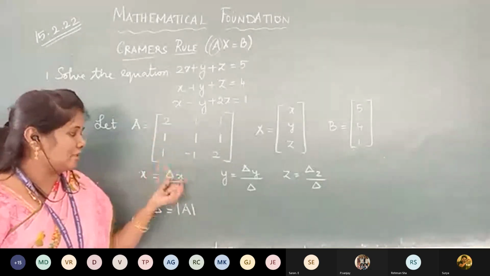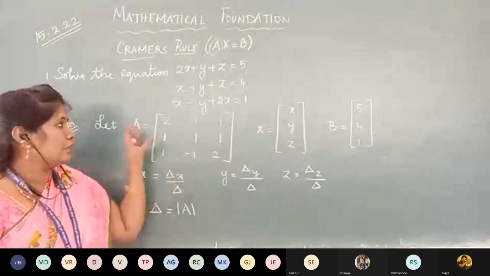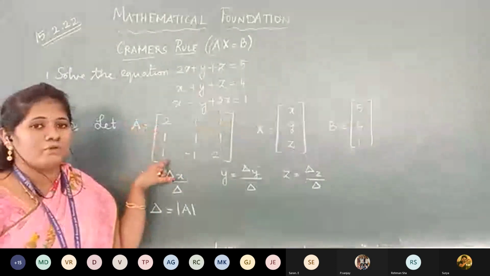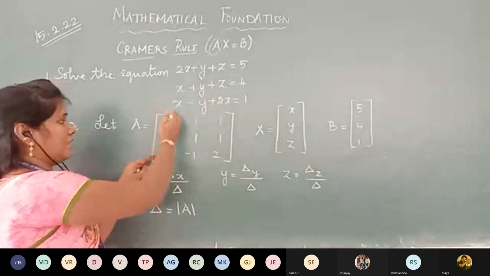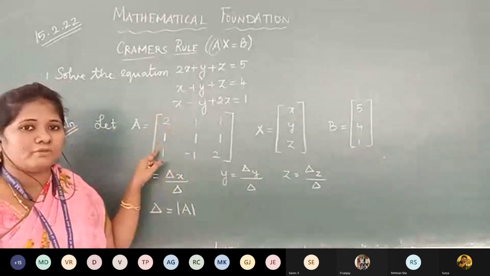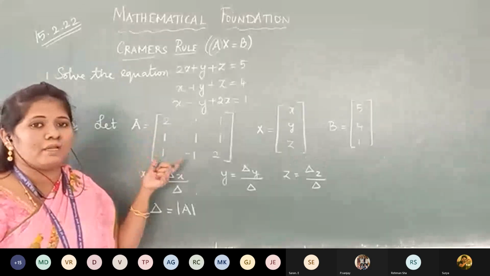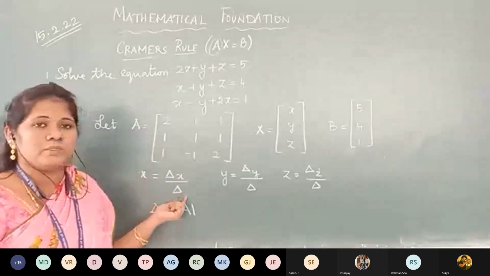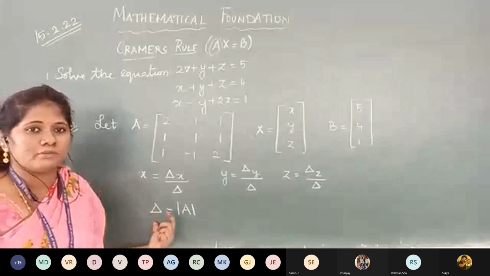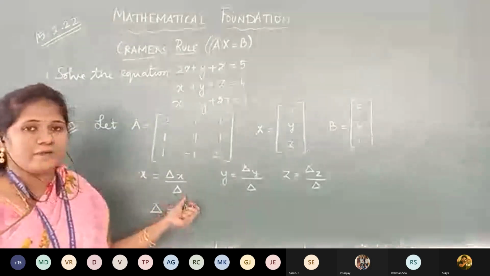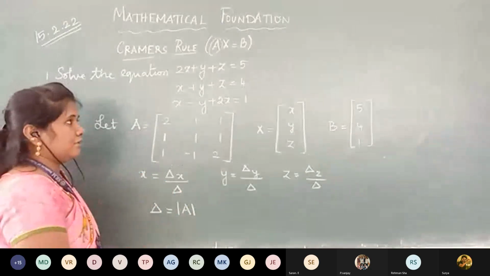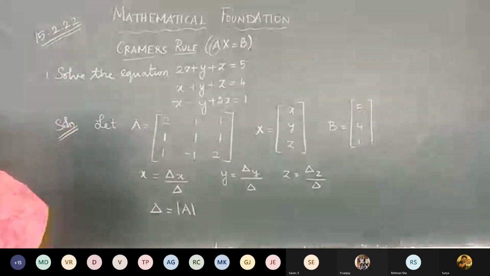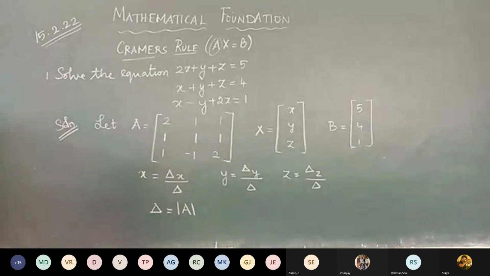The same thing, that is your delta X. Instead of this first column, you will substitute this 541 here instead of the X variable, and then you will find out the determinant. After finding that determinant, you will divide it by the determinant which you have found, your delta. You will find out your X value. Till here you write it down, then we will go on to the problem and solve it.